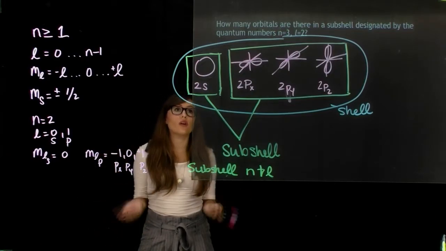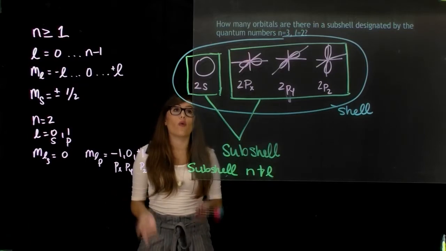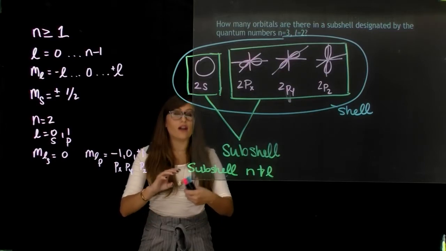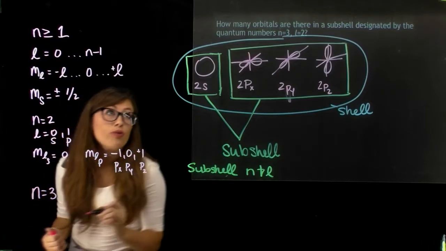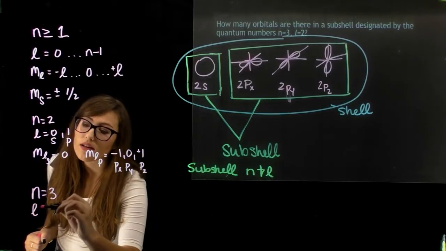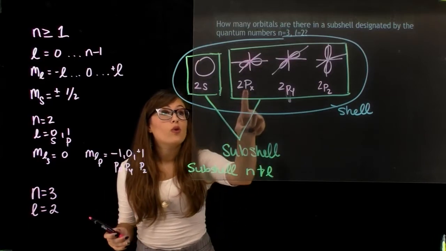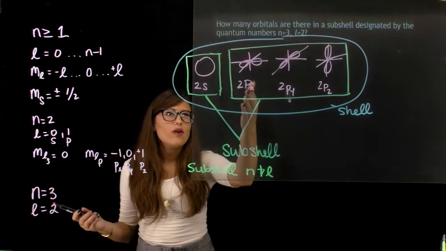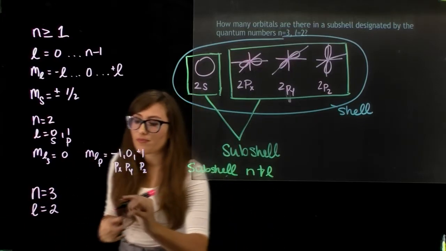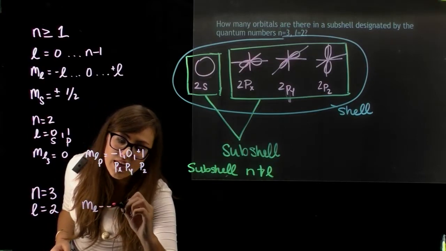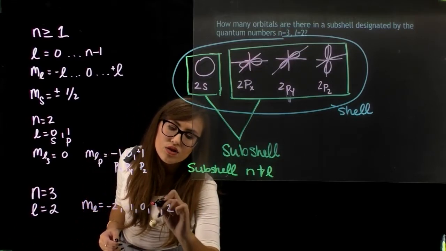Now with that in mind, let's go back to the original question that states: how many orbitals are there in a subshell designated by the quantum numbers n is equal to 3 and L is equal to 2? So when n is equal to 3, we're specifically only looking at L is equal to 2. Well, we know ML, which is going to tell us how many different orientations there are, and it's also going to give us insight into how many orbitals are within that designation. So in this case, ML is going to be equal to -2, -1, 0, 1, and 2.